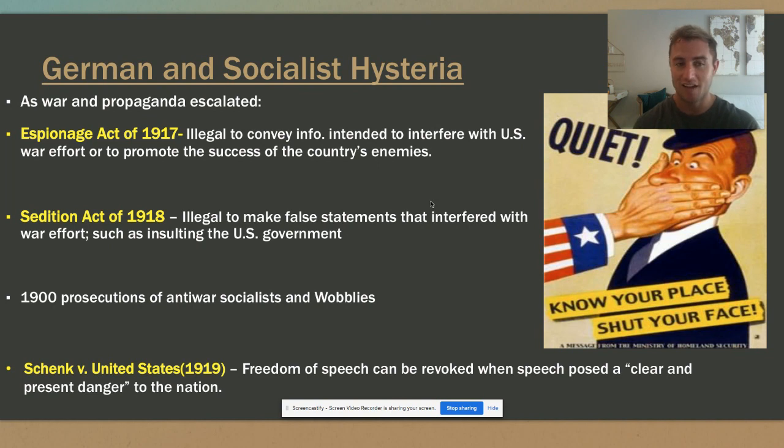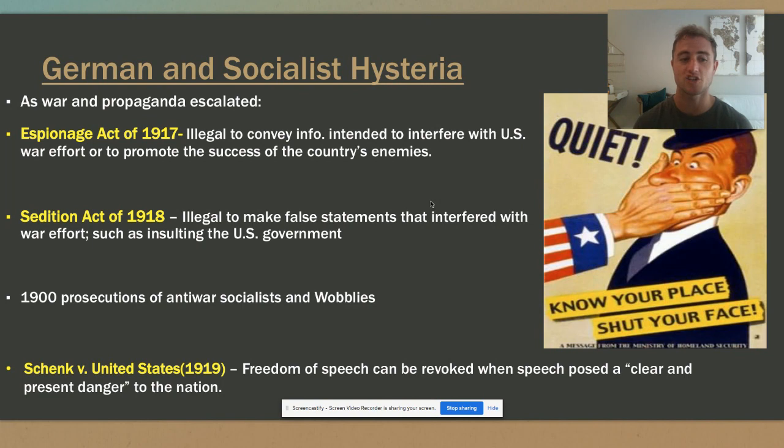And that can be something along the lines of, oh, I really dislike the draft. I refuse to go in and fight this war over American economic interests or what have you. If you said that, you could be prosecuted under the law, fined $10,000 or even thrown into jail. Also, the Sedition Act, sedition is like treachery, made it illegal to make false statements that interfered with the war effort. The group that was persecuted the most by these laws were the Wobblies, our socialist labor union that is going to dislike the war and protest the war, and especially protest the draft.